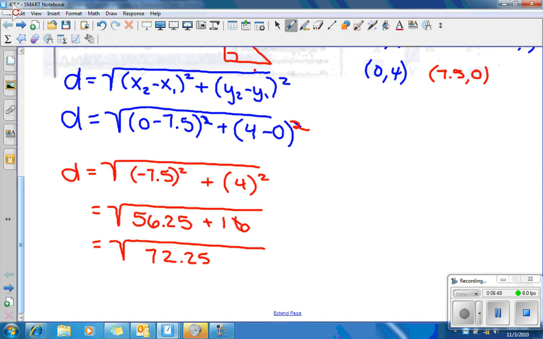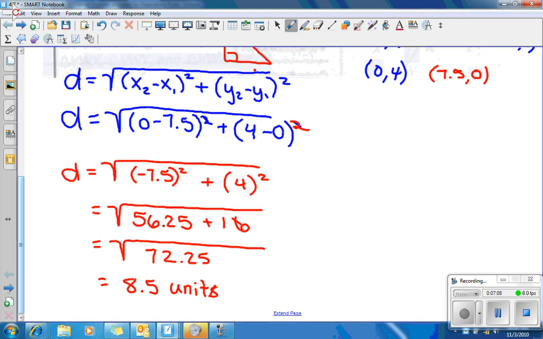And you get 72.25, and you take the square root of that number, and you get 8.5. And we don't have a unit of measure, but we're just going to call it units. So we said that's 8.5 units.